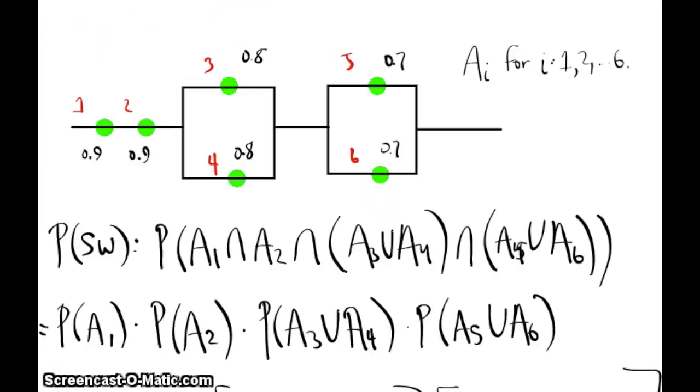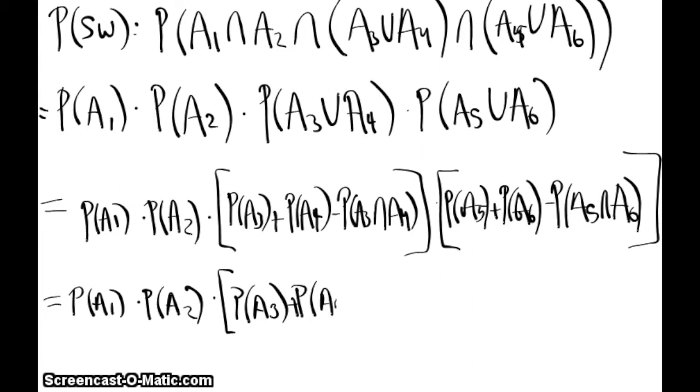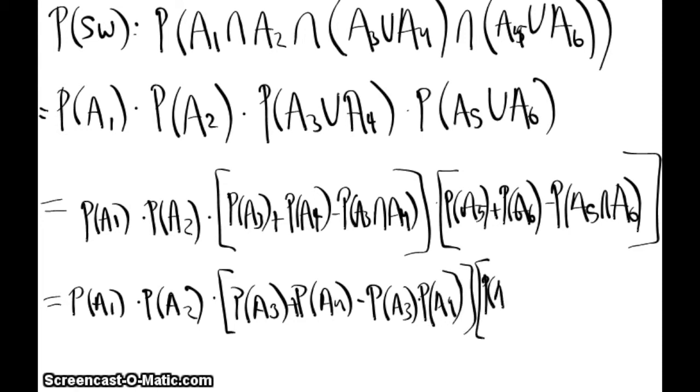Okay, so from here we can once again reduce via the definition of intersection. So we know that it's P of A1 times P of A2 times the quantity P of A3 plus P of A4 minus P of A3 times P of A4, times the quantity P of A5 plus P of A6 minus P of A5 times P of A6.